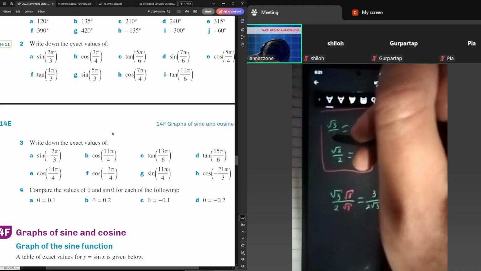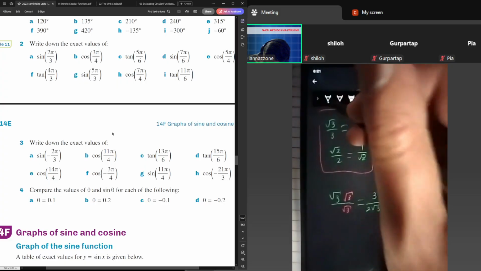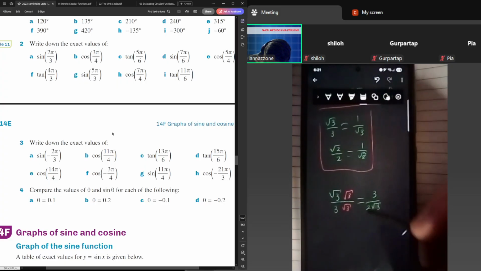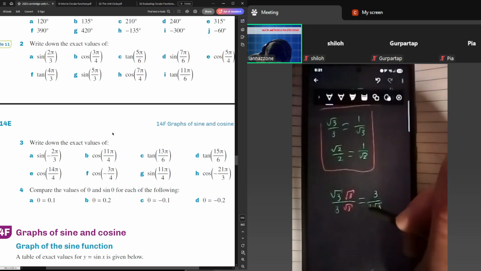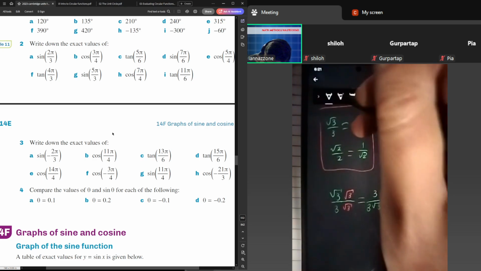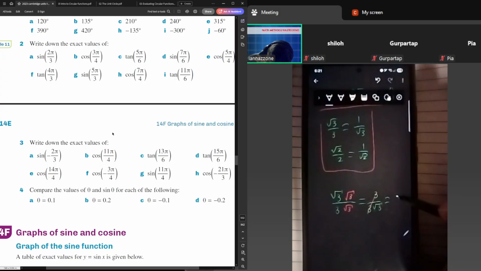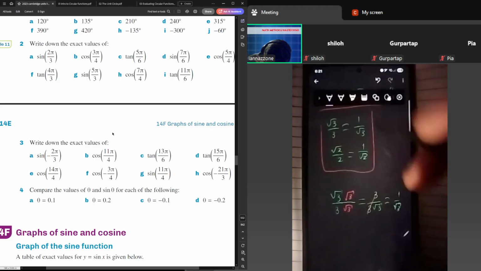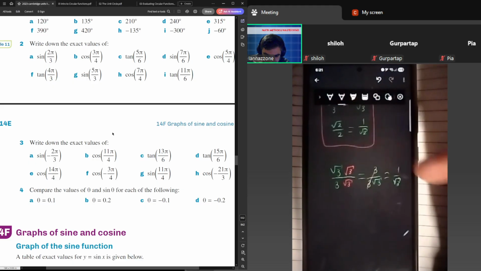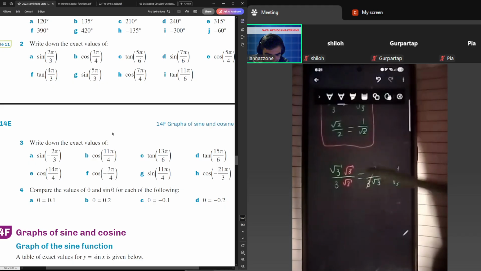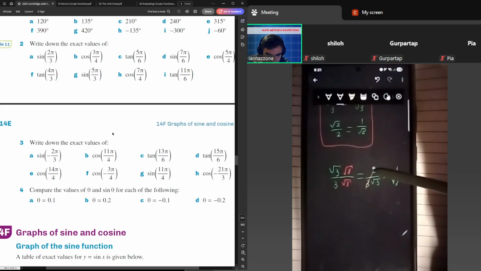I'll try that again. So it was root 3 on 3. This should have been a 3, and this should have been a 3. And then what you see is top and bottom cancel out, leaving you with 1 over root 3. There we go. Almost screwed that up. Well, technically I did, and then I fixed it. So yeah, that was just me starting with the wrong starting point.